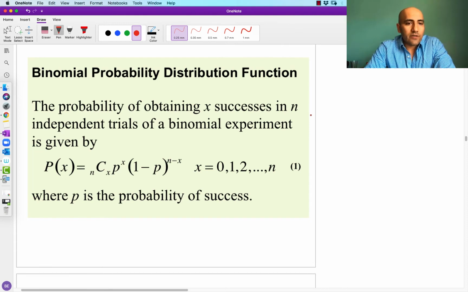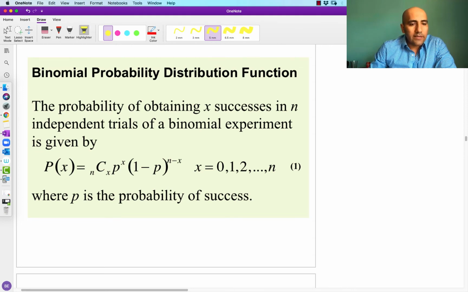So, binomial probability distribution function: the probability of obtaining x successes in n independent trials of a binomial experiment is given by this formula. There's sort of 3 pieces to it. I know it's all mixed up, but there are really 3 pieces. One is the probability of getting x successes, which is equal to the probability of success to the power of x. Remember, we're counting how many successes there are, so this matches that exponent. And then we multiply it times the probability of failure. Remember, 1 minus p is the probability of failure.